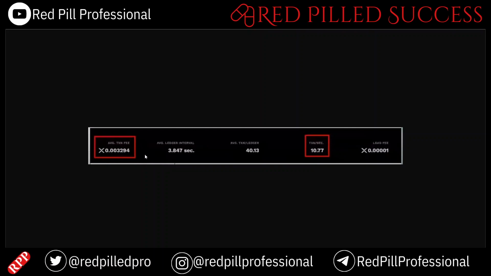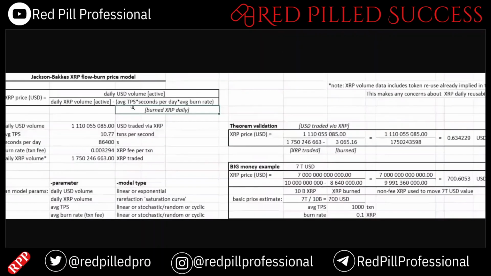So if we look at what actually goes in here, you are incorporating the actual transaction information, which right now the average XRP transaction has a fee of 0.003294 XRP, and right now it's averaging about 10.7 TPS. Well, if you put these into this equation here, we get that 63 cents.